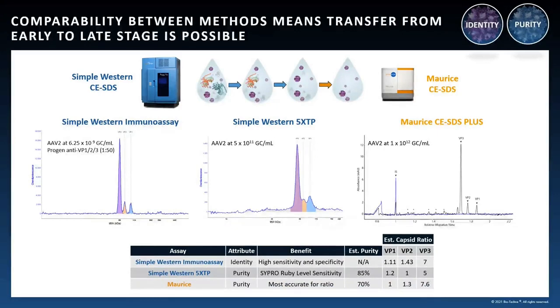All 3 methods produce similar capsid ratios, with each having a distinct benefit: high sensitivity and specificity for the immunoassay, the ability to measure protein purity and estimate capsid ratio for the total protein assay, as well as with Maurice, clearly the best resolution. Let's now see what it looks like when we start evaluating the AAV process by combining the Simple Western assays together in the same run using our Replex assay to look at some AAV-containing cell lysates.